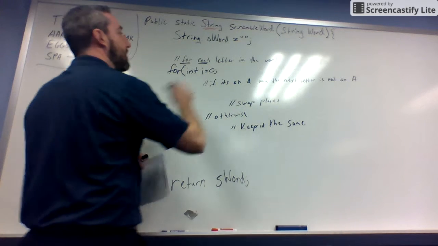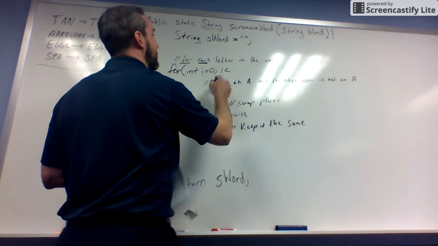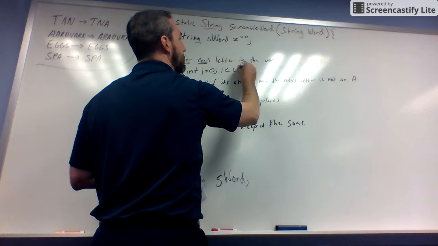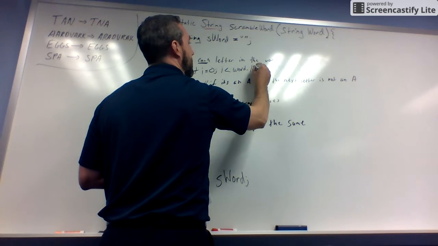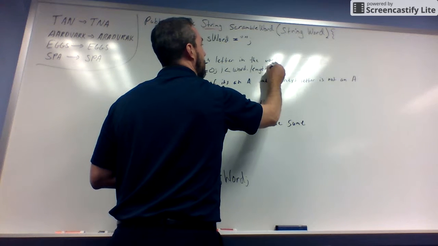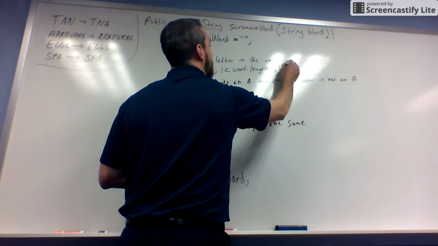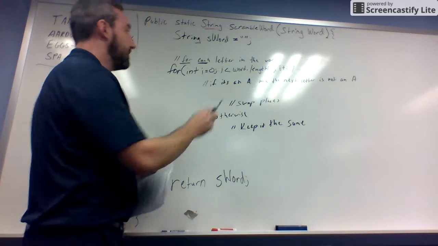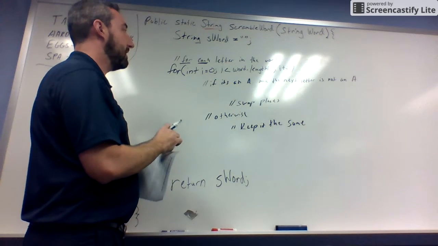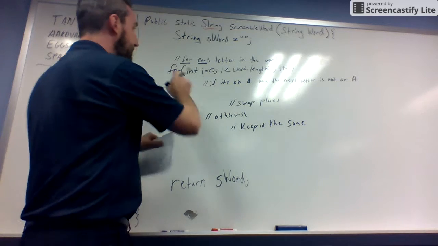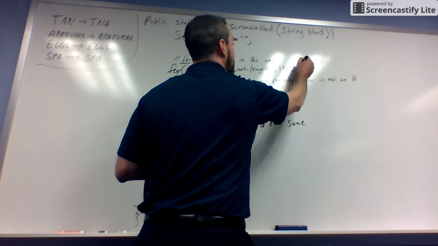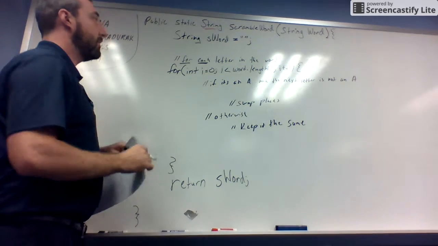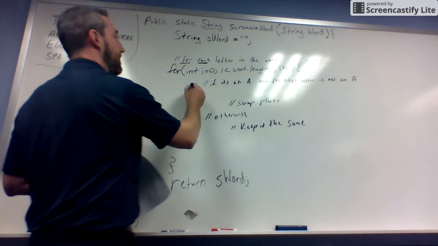Always start counting at 0. i is less than, I'm curious about the word, so maybe word.length(), i++. Now keep in mind, I'm writing in pencil, so I might be going back to change that at some point. But for the time being, for each letter in the word, that looks okay. What do I want to do for each letter in the word?